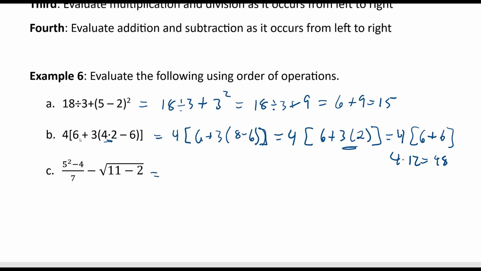So 5 squared is 25 minus 4 over 7 minus, and then we have the square root of 11 minus 2 is 9. 25 minus 4 is 21 over 7 then, minus the square root of 9 is 3. 21 over 7 is 3. 3 minus 3 is 0.